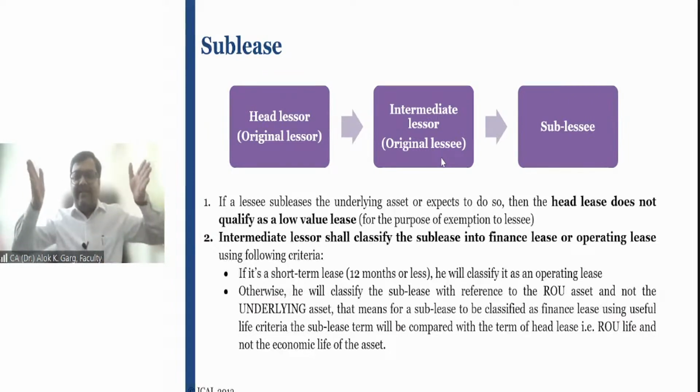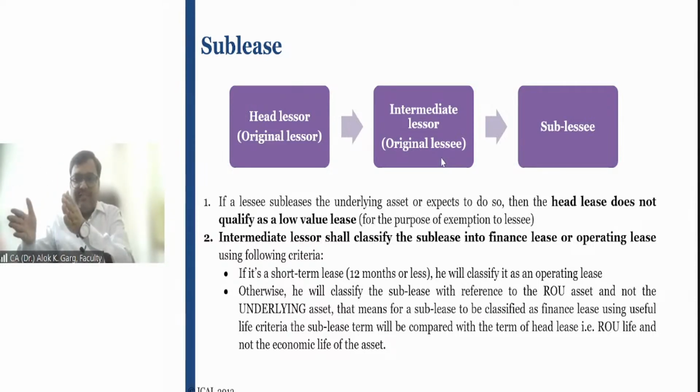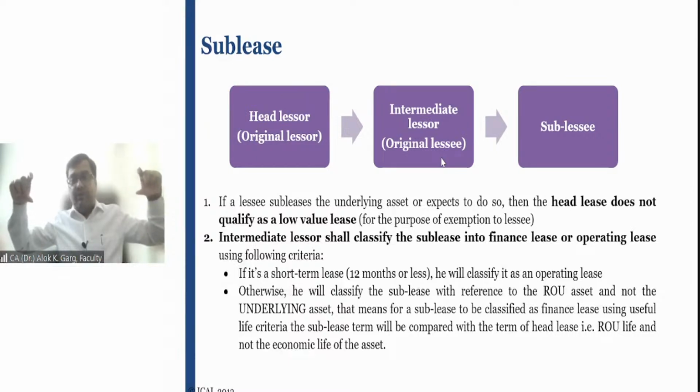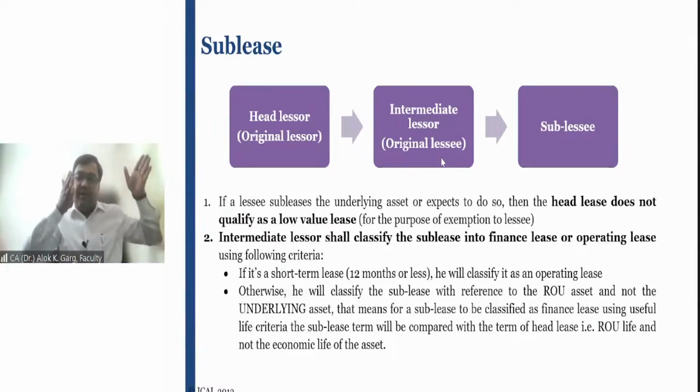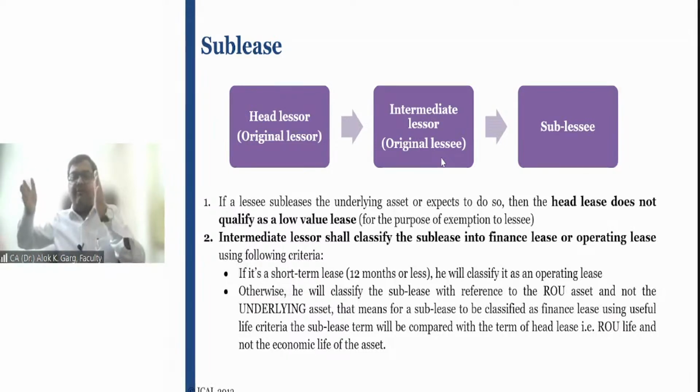If you see this entire transaction, Abdul is the lessor, Alok Garg is the lessee. Alok Garg is the lessor, Jigar is the lessee. So the ultimate lessee is Jigar. The ultimate lessor is Abdul. Alok Garg is an intermediate lessee and intermediate lessor. In the first contract between Abdul and Alok, Alok Garg is saying I am the lessee. In the second contract between Alok Garg and Jigar, the same Alok Garg is saying I am the lessor. So Alok Garg is lessee as well as lessor, right? For the first contract, he is the lessee. For the second contract, he is the lessor.